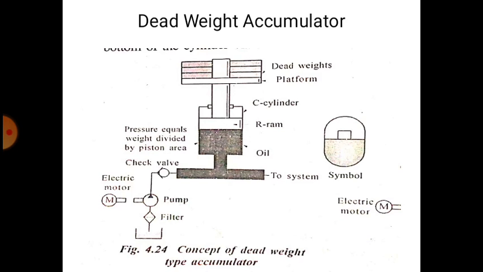So it means the accumulators will act as a stored energy in the system. They will store the energy. That energy can be used when there is a power failure or pump failure, and it will complete the work in the actuator. So this is a deadweight accumulator. According to the pressure required, we can vary the dead weights on the accumulator. The symbol is shown.